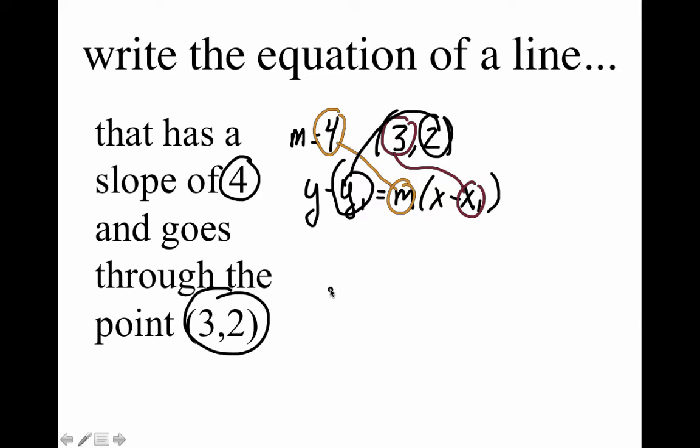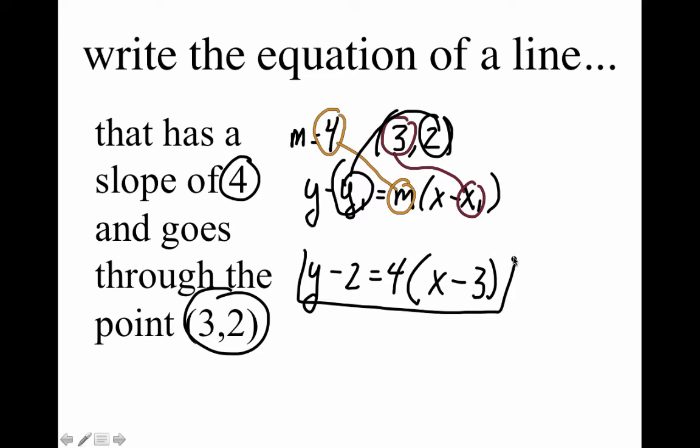And so my final answer would be y minus the y-coordinate of 2 equals the slope of 4 times x minus the x-coordinate of 3. And that's it. You're done.